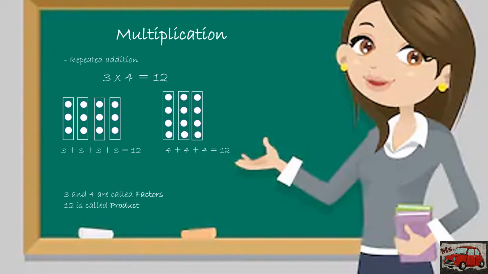Multiplication. It is just a repeated addition or nag-a-add ka lang ng paulit-ulit. Let's say 3 times 4. Ibig sabihin lang yan, i-add mo yung 3 ng 4 na beses. So, 3 plus 3 plus 3 plus 3 is equals to 12. Or pwedeng baliktad. I-add mo yung 4 ng 3 beses. 4 plus 4 plus 4 is equals to 12. Yung 3 at saka 4 na pinag-multiply mo, ang tawag doon ay factors. Yung sagot, product.